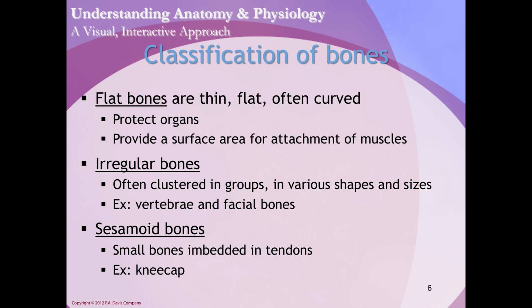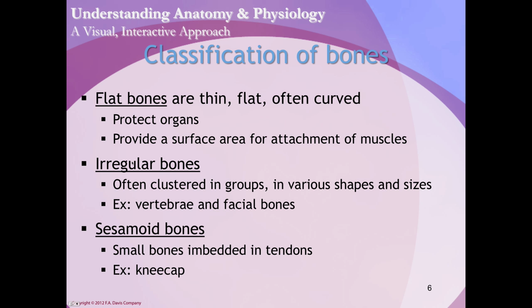Flat bones are thin, flat, and often curved, and these protect organs. They provide a surface area for points of muscle attachment. Irregular bones are clustered in groups, and they come in various shapes and sizes, like the ones in your vertebrae, and also your facial bones. So all the bones in your face are irregular. All the bones in your spine are vertebrae.